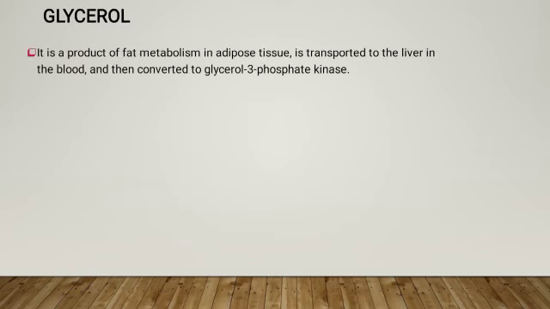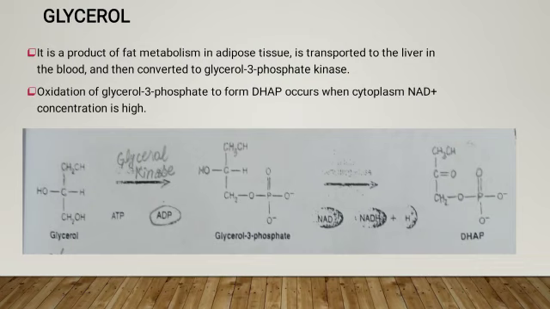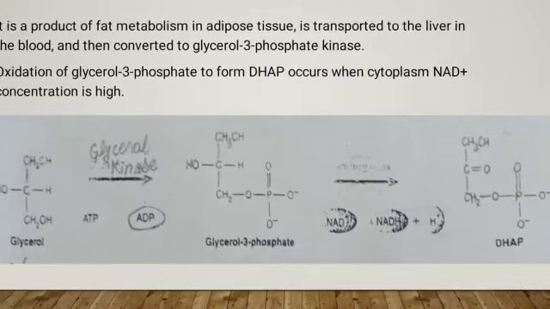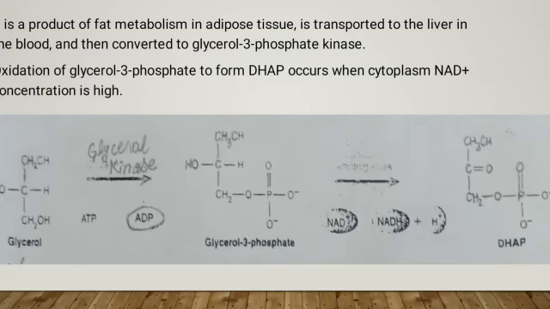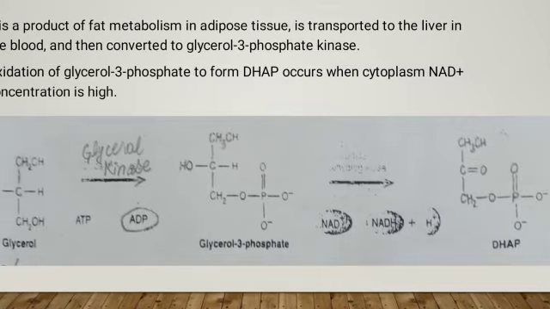After this, glycerol. It is the product of fat metabolism in adipose tissue, and is transported to the liver in the blood and then converted to glycerol 3-phosphate by glycerol kinase. Oxidation of glycerol 3-phosphate to form DHAP occurs when cytoplasmic NAD plus concentration is high, which means that glycerol is converted into glycerol 3-phosphate in the presence of glycerol kinase, and during this ATP is converted into ADP, and after that glycerol 3-phosphate is converted into DHAP.